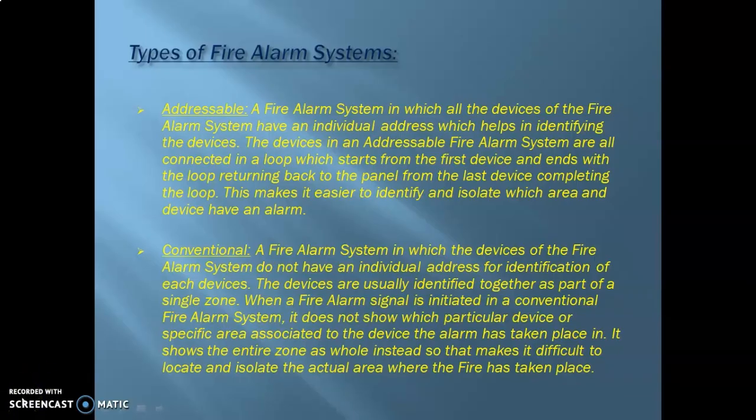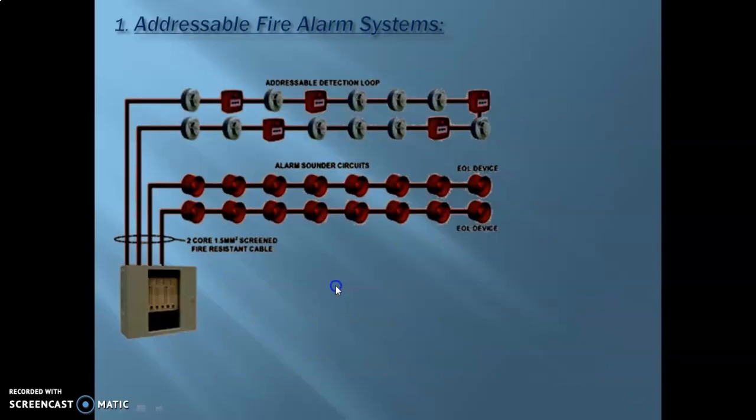So next thing that we are going to do is I'm going to show you a few examples of what a standard addressable and a standard conventional fire alarm system will look like. So as you can see, this is what an addressable fire alarm system will look like. If you take a look at this one, this is your fire alarm control panel, and these are your devices that are connected in the loop.